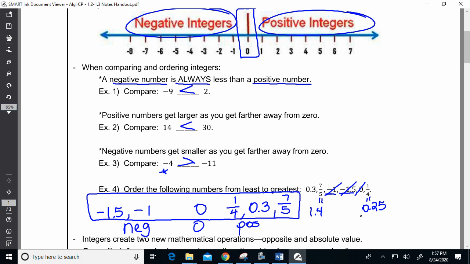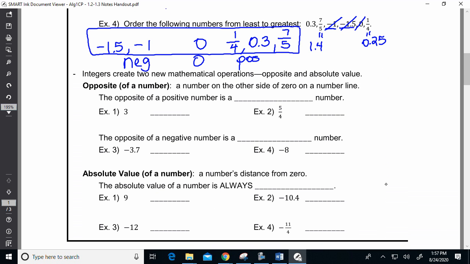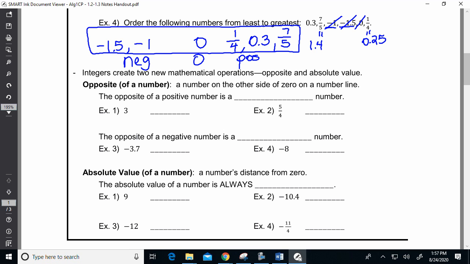So, with integers, that gives us 2 new operations, opposite and absolute value. Opposite simply changes signs. So, what's the opposite of a positive number? A negative number. So the opposite of positive 3 would be negative 3. And the opposite of positive 5 is negative 5.